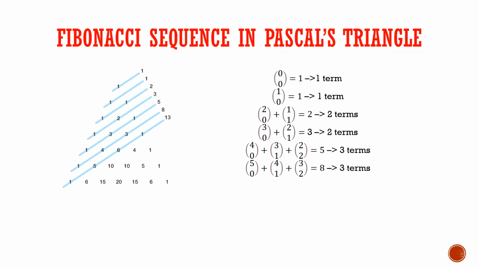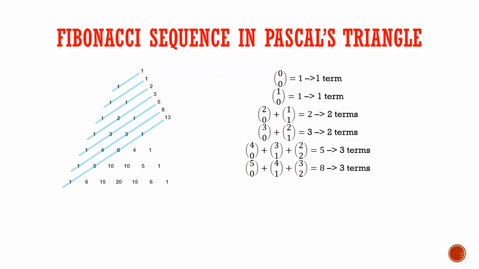The first diagonal also contains a single entry 1, that is 1 choose 0. Hence 1 choose 0 equals 1. The second diagonal contains two entries, that is 1 and 1, namely 2 choose 0 and 1 choose 1, which sum up to 2. That is 2 choose 0 plus 1 choose 1 equals 2. The third diagonal also contains two entries, namely 1 and 2, that is 3 choose 0 and 2 choose 1, which sum up to 3. That is 3 choose 0 plus 2 choose 1 equals 3.